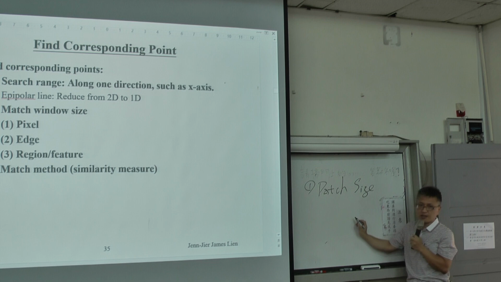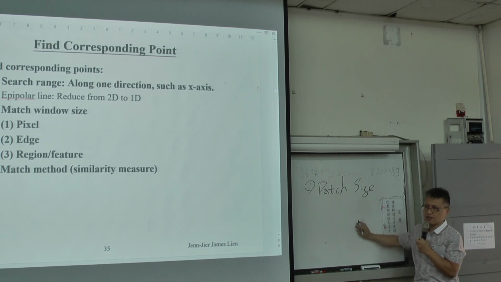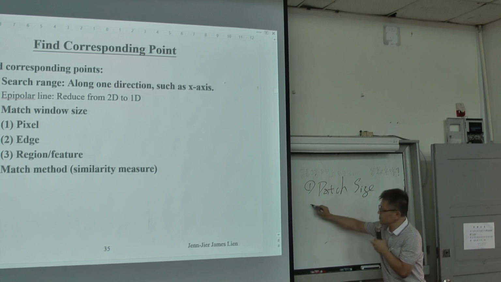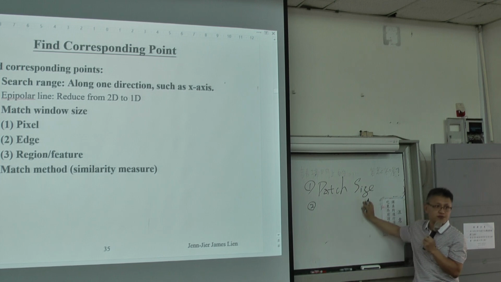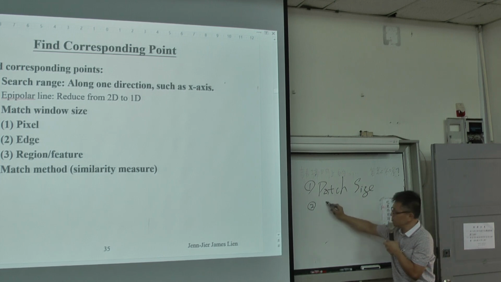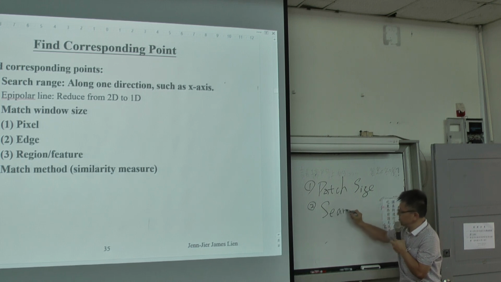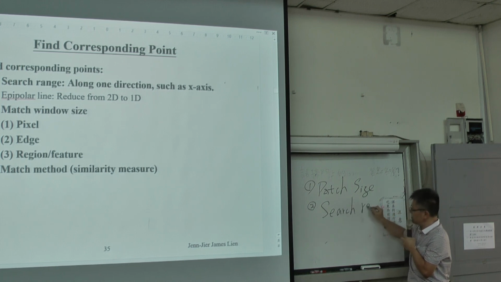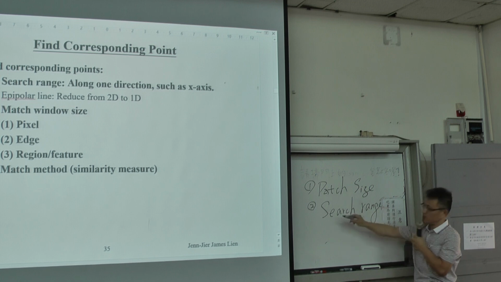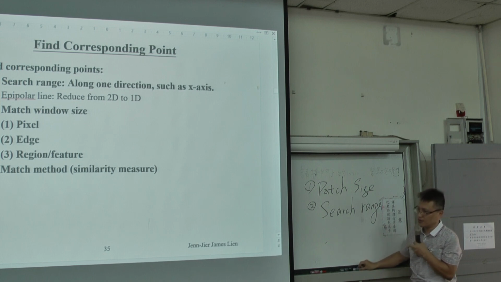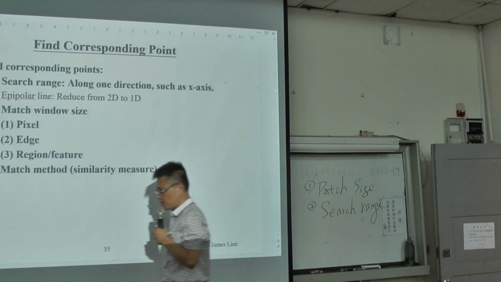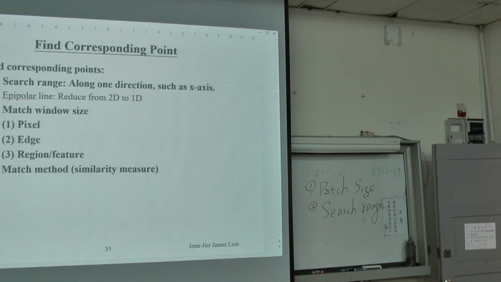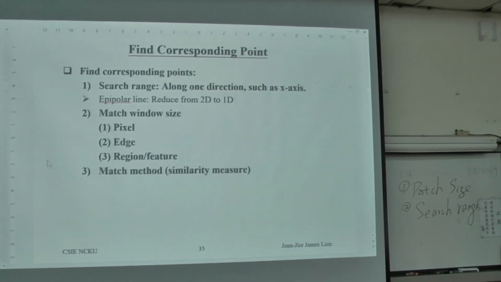Page size 要多大？Page size. The second, page size is the same as filter size or kernel size. And the search range. 你要找的 search range 要多大？就这两个。You need to consider both of these. So try to find corresponding points.